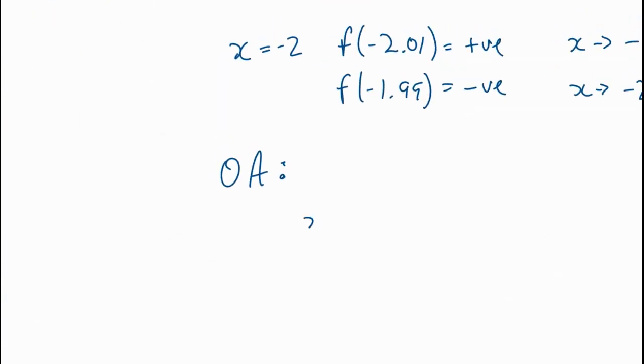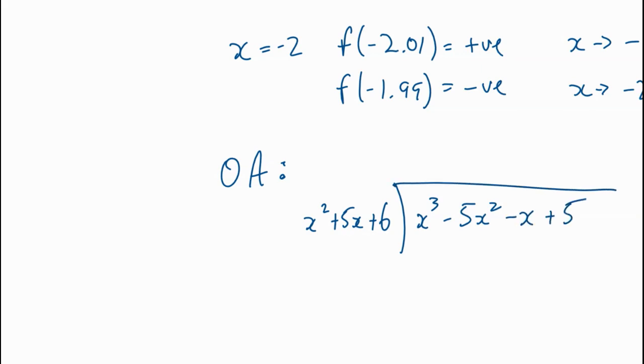So x squared plus 5x plus 6, into x cubed minus 5x squared minus x plus 5. It's got to be expanded. It's got to be in the right order. You got to have every term. So remember ghost terms if you need them.